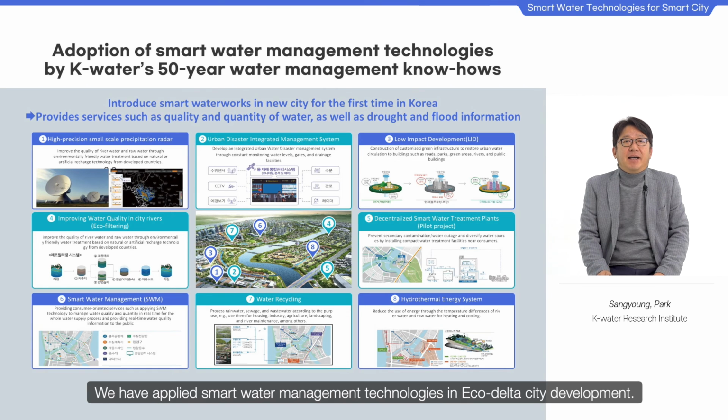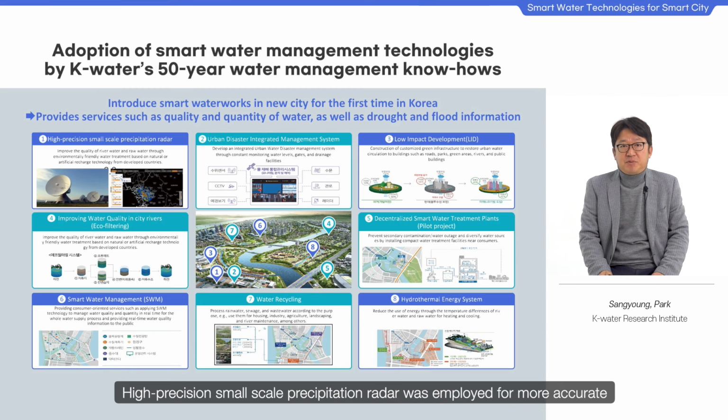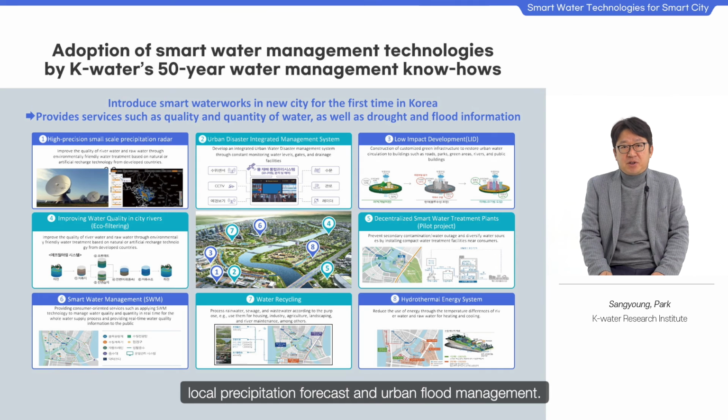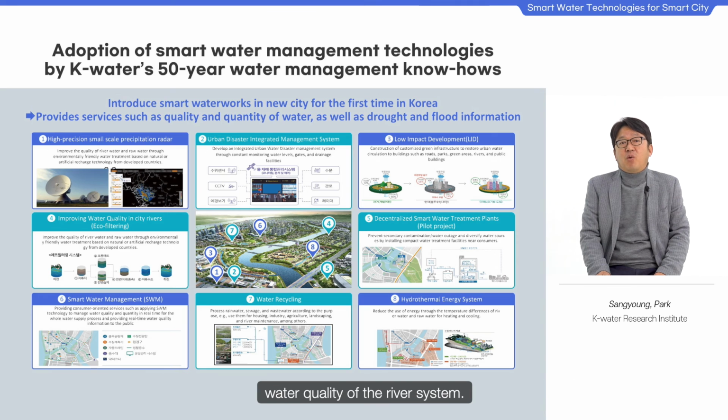We have applied smart water management technology in Busan Eco-delta city development, such as a high precision, small scale precipitation radar, which will allow more accurate local precipitation forecast and urban flood management. And also an urban disaster integrated management system was constructed through the integration of water infrastructure. Low impact technology was applied throughout the development of EDC. And also an advanced eco-filtering technology was applied to improve the water quality of the river system.